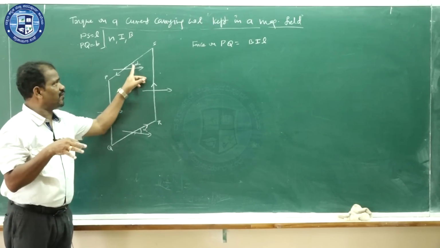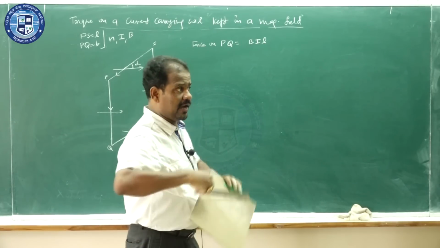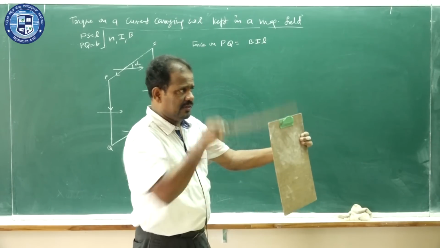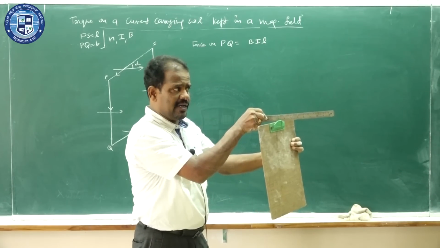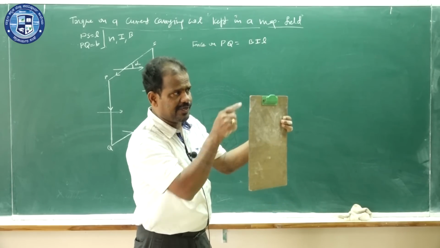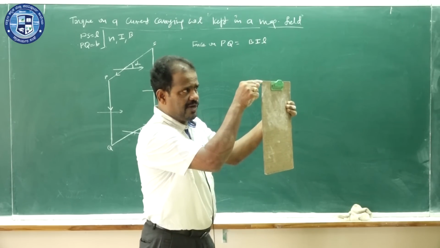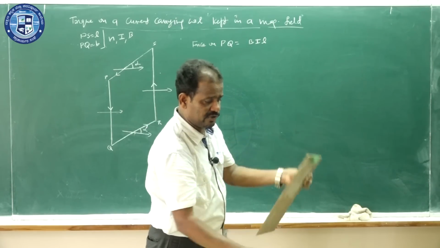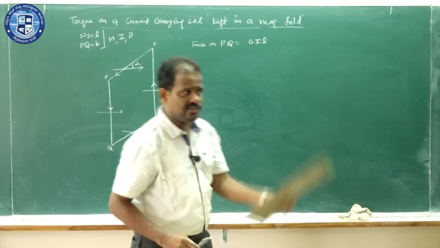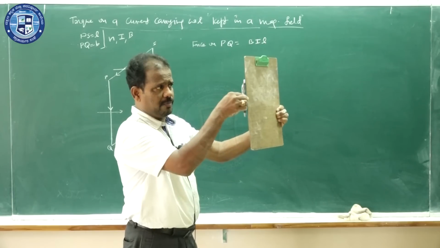Don't say that it is alpha. Alpha is the angle between the magnetic field and the coil, the full coil. This is the coil, this is the magnetic field. That angle is alpha. Now we are not talking about the total coil, we are taking only this part. In this part, current is coming vertically down. So this is the direction of the current, PQ.